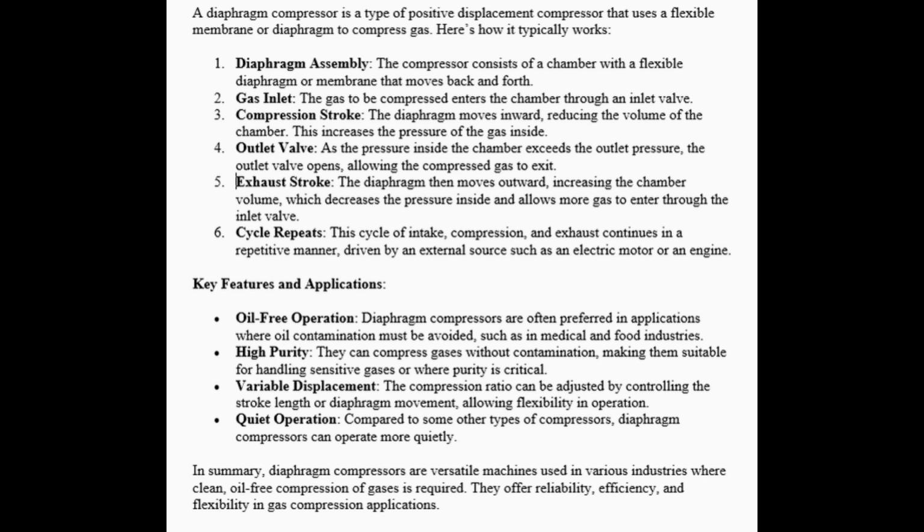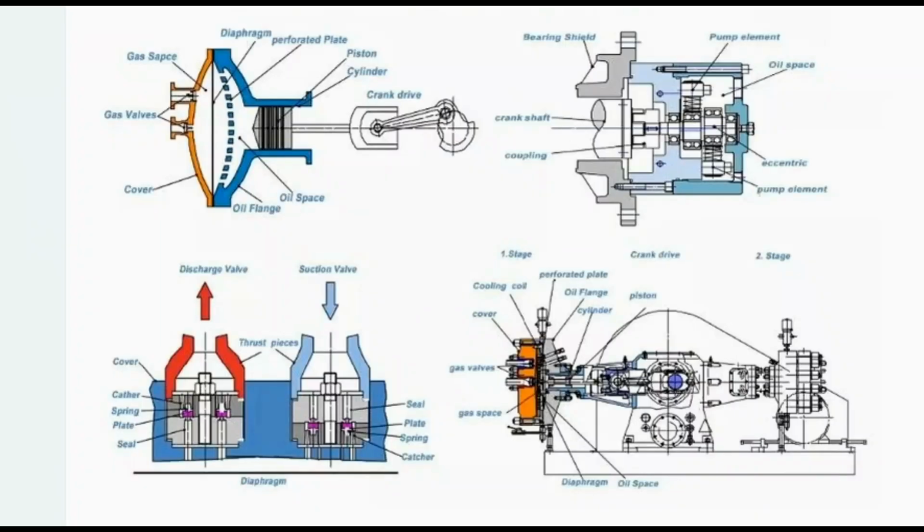In summary, diaphragm compressors are versatile machines used in various industries where clean, oil-free compression of gases is required. They offer reliability, efficiency, and flexibility in gas compression applications. Diagram of diaphragm compressor. We will discuss two-stage and combined two-stage compressor in the next video.